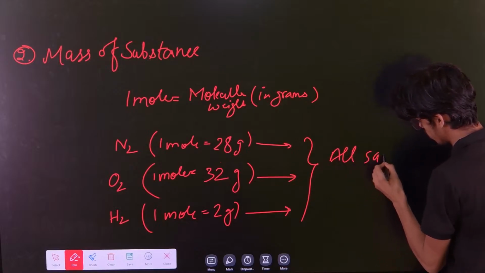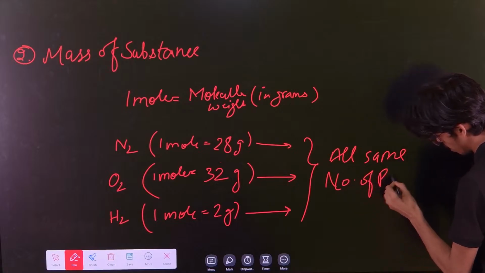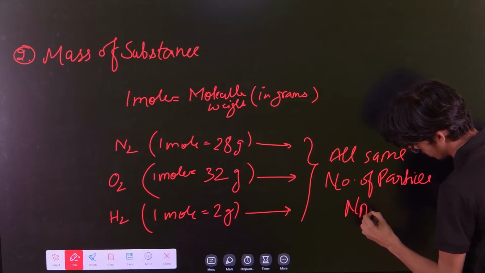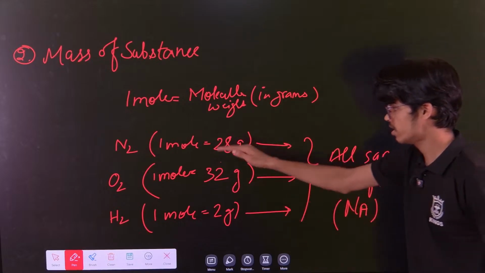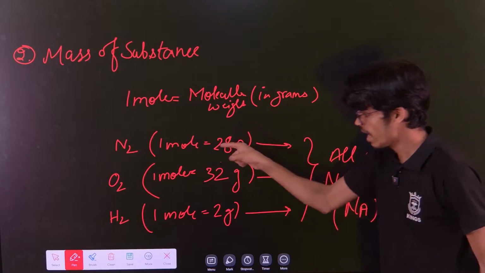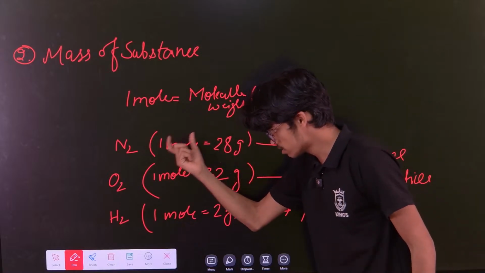Okay, all same what? Same number of particles. And what is the amount of that particle? So that is Na. Understandable? So in all of these three things, the number of particles is going to be Na, 6.022 into 10 to the power 23. This much number of atoms in this, this and this.